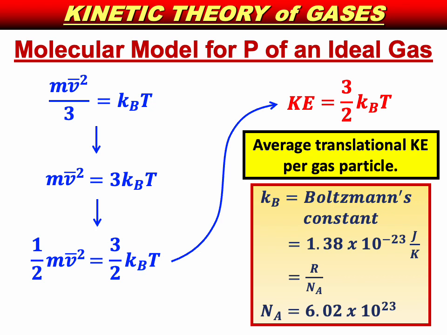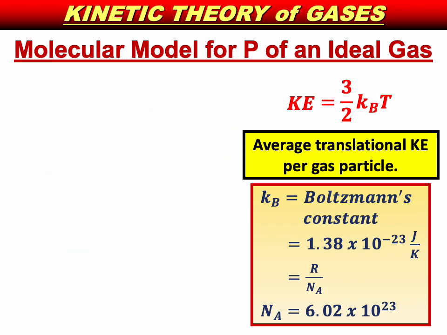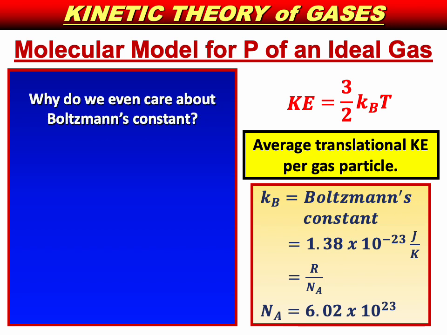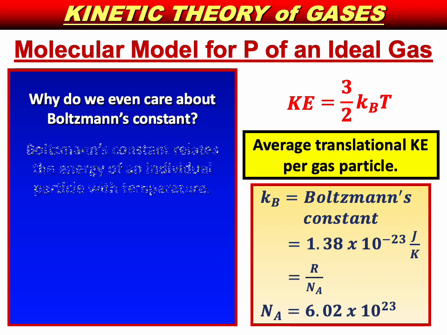So, great, it's a number. Here's the thing. Why do we even care about Boltzmann's constant? It's just a constant. We multiply things by constants. This is an interesting one because it links two things.